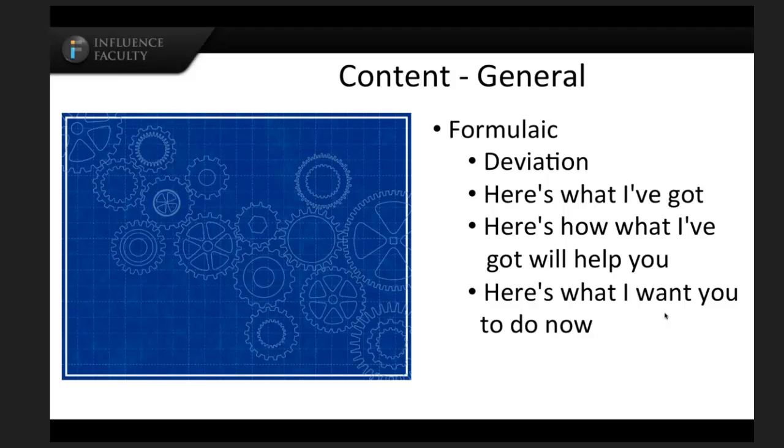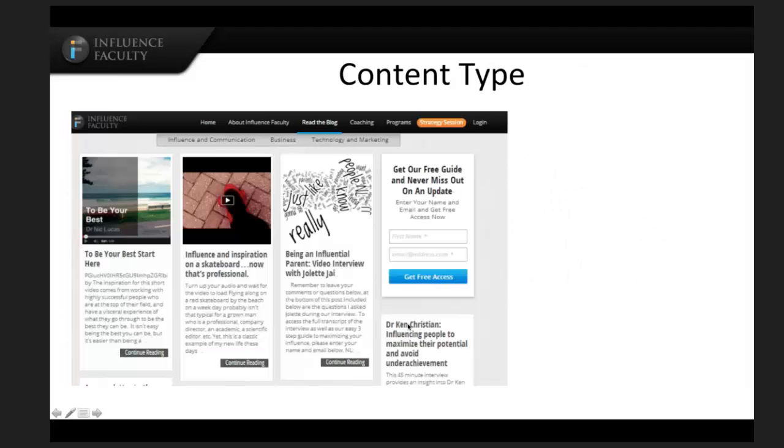Content type. If we have a look at this, here again is a screenshot from the Influence Faculty blog, and what you can see here is that I've got text, I've got video, and I've got an image on there. So I'm using a lot of multimedia. So if we just look at text for a minute, you could just have a text, and that would be an example of a blog post, but you can also turn that into a PDF document, and you could also, as I've mentioned before, turn that text eventually into a book that you can publish.